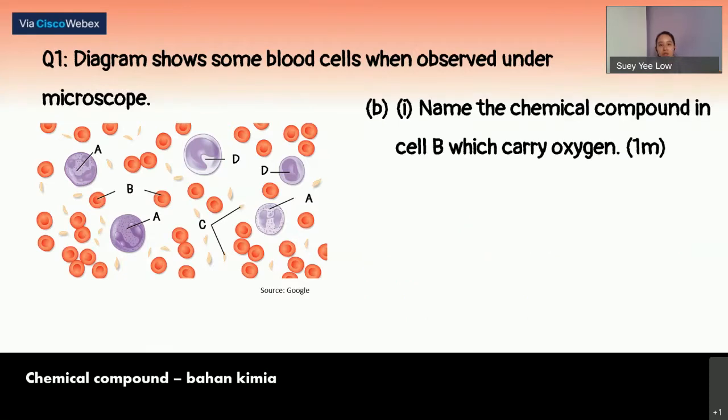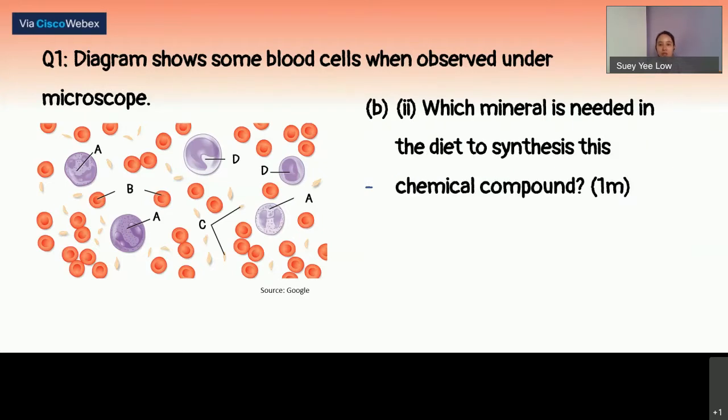So next question, let's see. B1 is asking, name the chemical compound in cell B that is carrying the oxygen. Cell B is the red blood cell, right? So what is inside your red blood cell that helps to carry the oxygen? I give you 3 seconds. 3, 2, 1. Yeah, the answer is your hemoglobin.